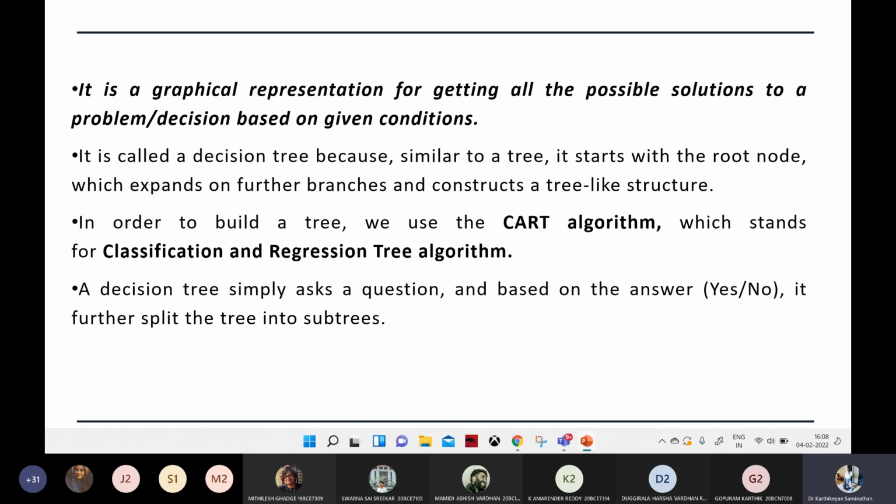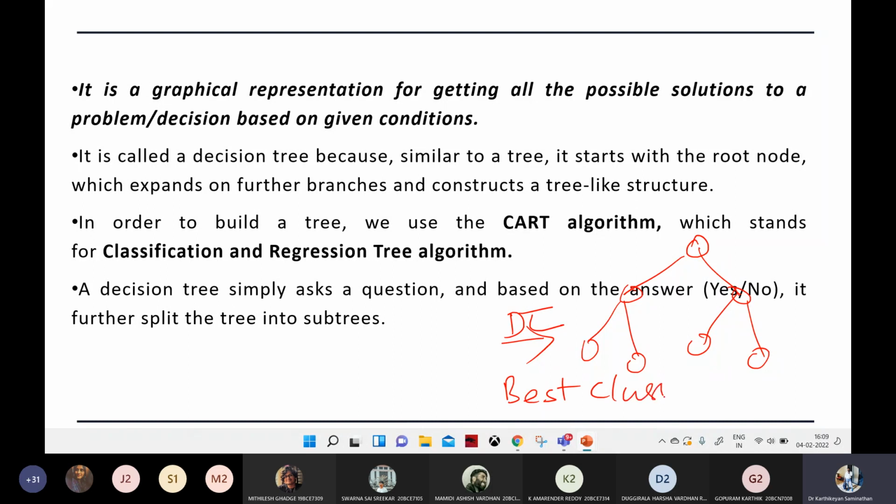Generally, the decision tree is a graphical representation for getting all the possible solutions to a problem or decision based on the given conditions. Here you may have a number of solutions, so from the decision tree we find which is the best solution, which is the best classifier. That is what we are going to predict from this decision tree. That is the purpose of the decision tree, right?